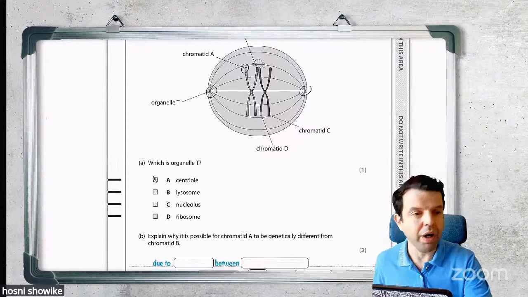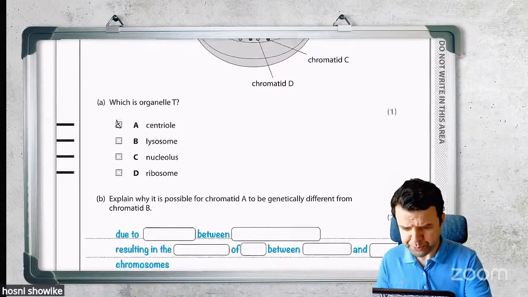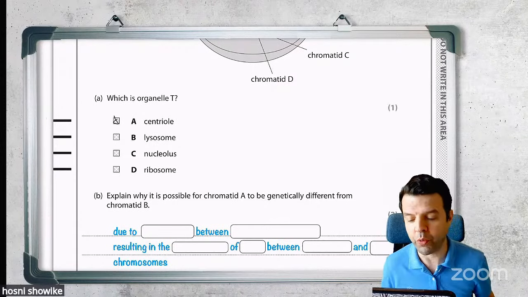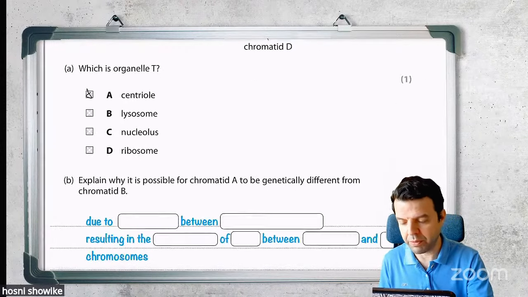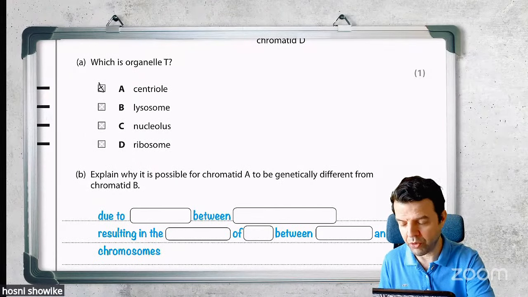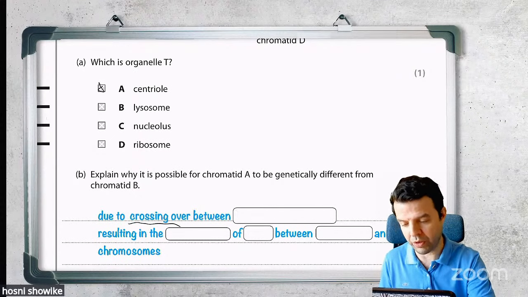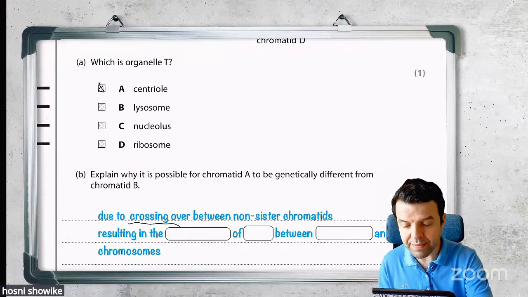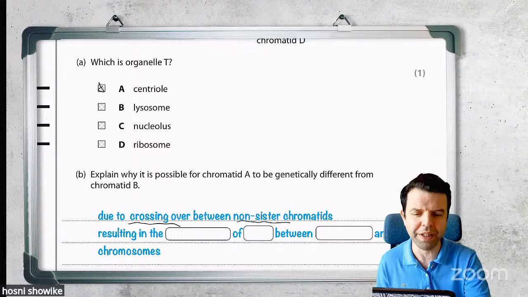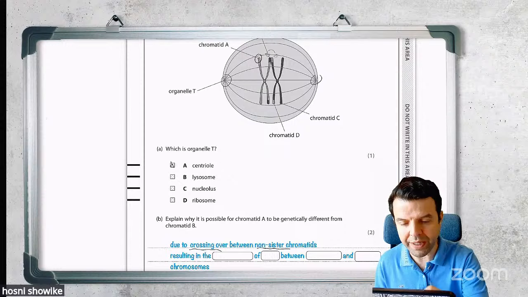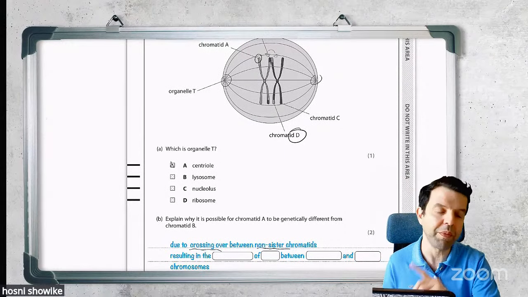Now, here I want you to mind the wording when you talk about crossing over or recombination. Just be aware of the way we write the term. So look what I'm going to say. I'm going to say here, due to crossing over between the non-sister chromatids. What does that mean? It means that it is occurring between B on one hand and D from the other chromosome.